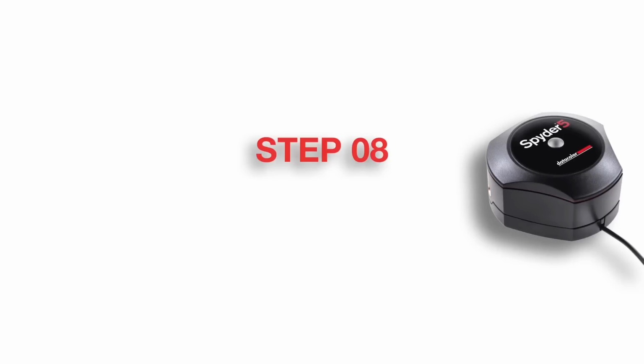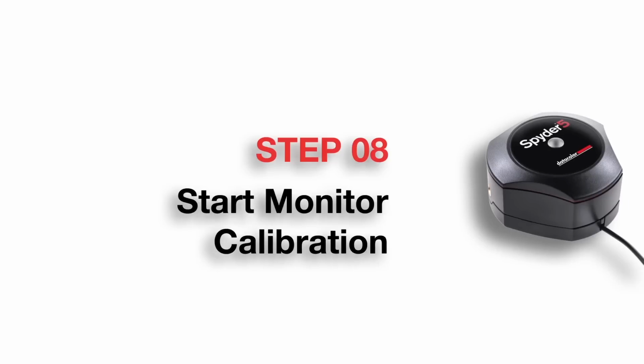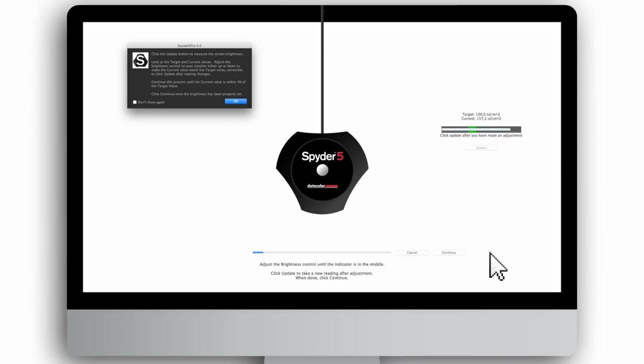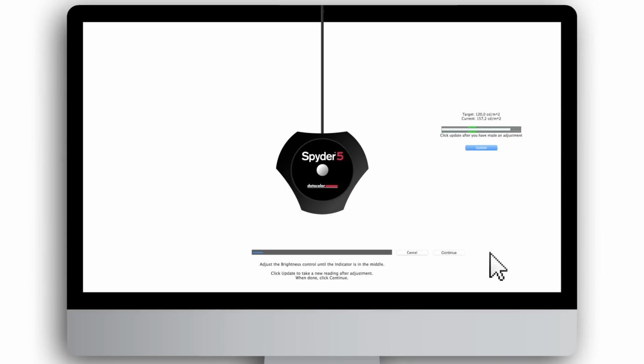Step 8. Start monitor calibration. You are now ready to perform the initial or first calibration of your monitor. The first step of the measurement will help you set the correct brightness of your monitor based on your room lighting conditions. To begin, adjust the brightness setting of your monitor to within the recommended range provided on screen. Then click Continue. And Spyder5's fully automated calibration process will begin.